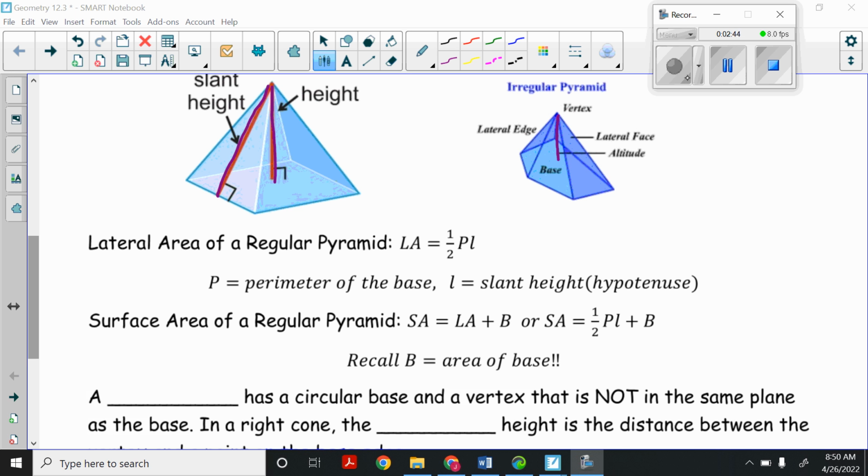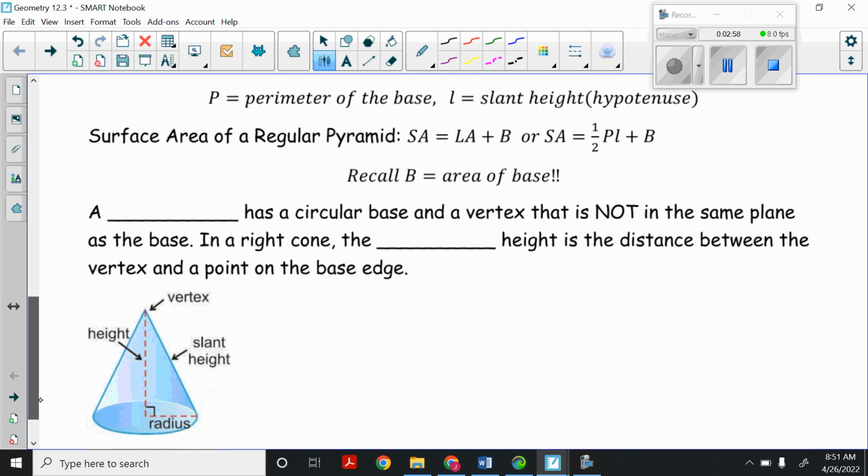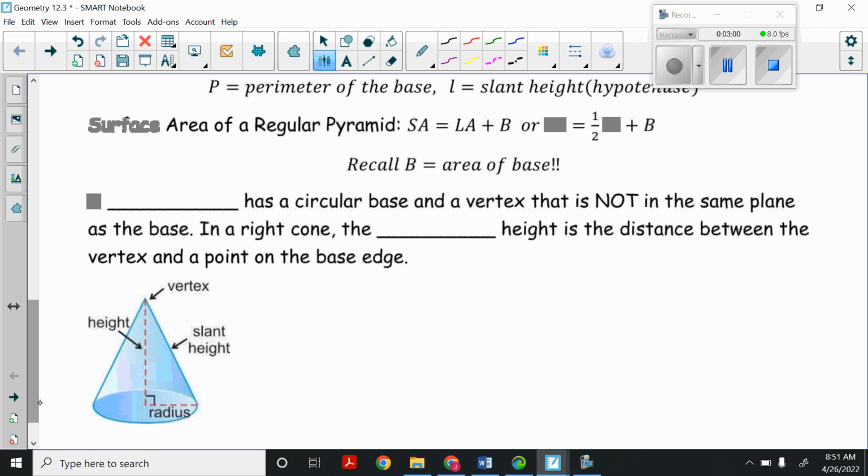The surface area of a regular pyramid is the lateral area plus capital B. And remember, capital B is just the area of the base. Or the surface area is 1/2 perimeter times slant height plus capital B. All right, so now we're going to talk about a cone. So a cone is a circular base and a vertex that is not in the same plane as the base.